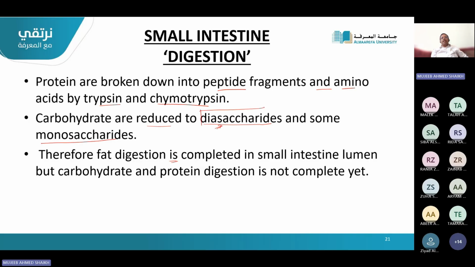It is only disaccharides and monosaccharides that are formed, whereas proteins are just becoming amino acids because of the trypsin and chymotrypsin, into fragments of peptides and some amino acids. Whereas fat is completely digested in the lumen.